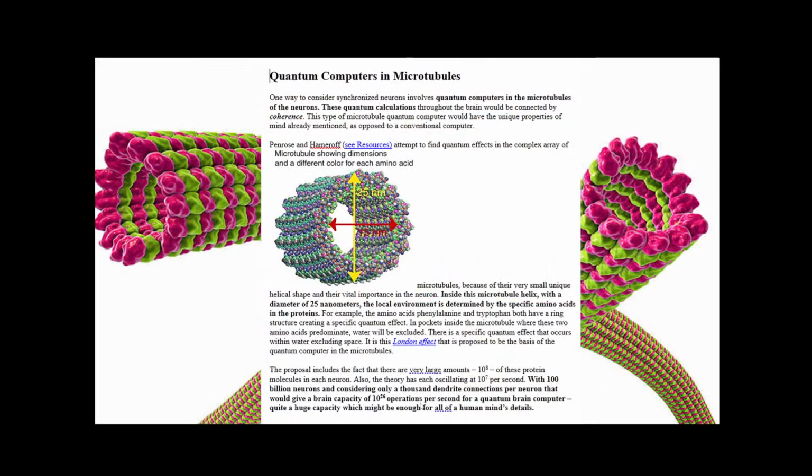So with 100 billion neurons, and considering only 1,000 dendrite connections per neuron, which attach to other connections from other neurons, that would give our brain a capacity of 10 to the 26th operations per second for a quantum brain computer. Quite a huge capacity, which might be enough for all of a mind's details.